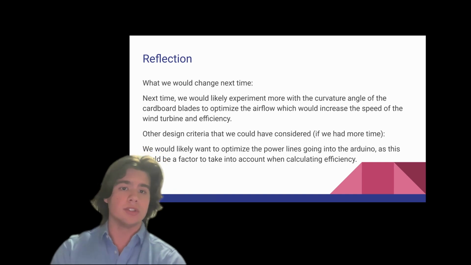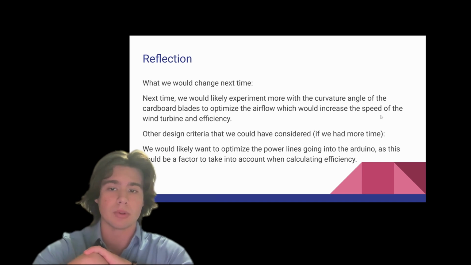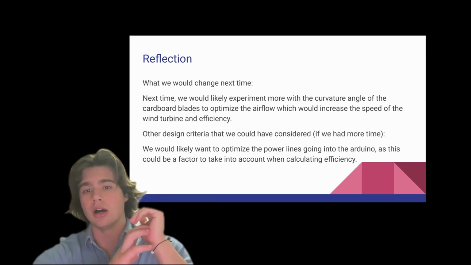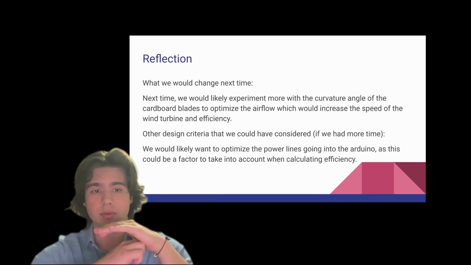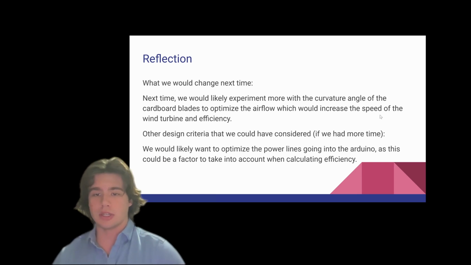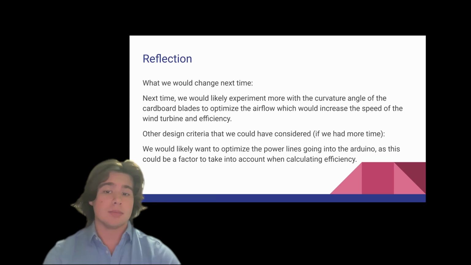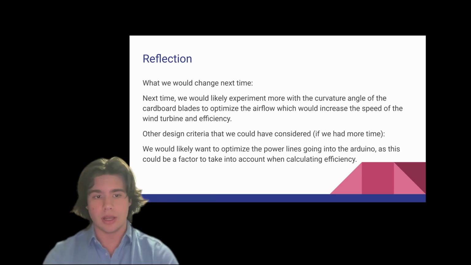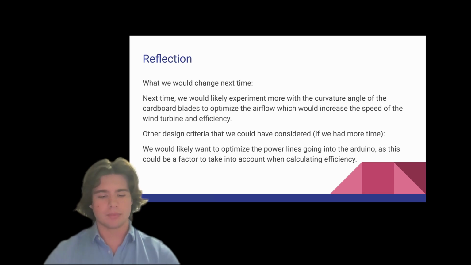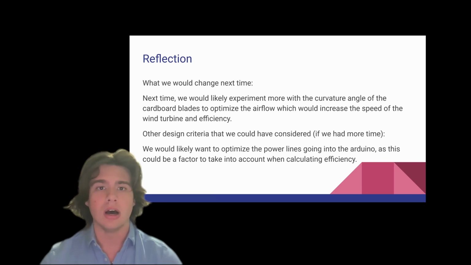Reflection, what we would change next time. Next time, we would likely experiment more with the curvature angle of the cardboard blades to optimize the airflow, which would increase the speed of the wind turbine and efficiency. Other design criteria that we would have considered, if we had more time, is we would likely want to optimize the power lines going into the Arduino, as this could be a factor to take into account when calculating efficiency. All in all, for us, we just had a severe lack of time.